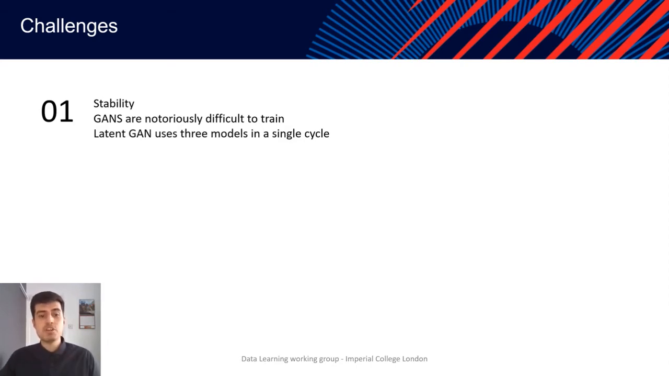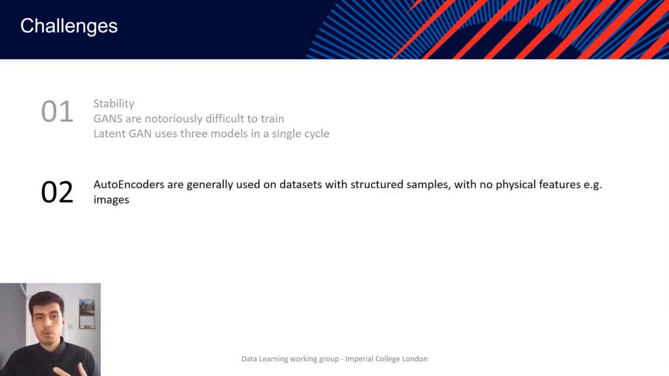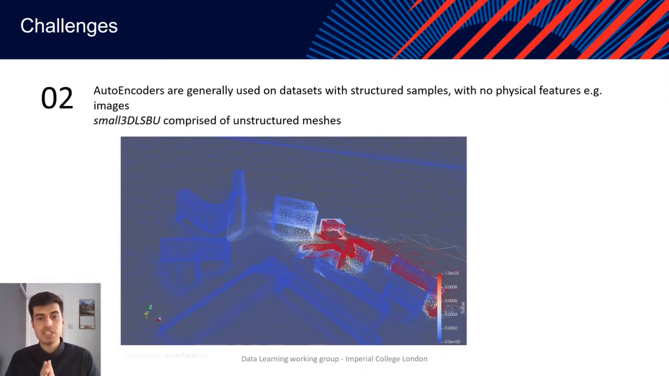Another issue was in regards to the autoencoder architecture. We'll look at these more in a second, but essentially autoencoders are generally used on structured datasets such as images. The dataset used here comprised of data using unstructured meshes. We see that there are smaller and more frequent meshes in the centre, with fewer but larger meshes around the edges.